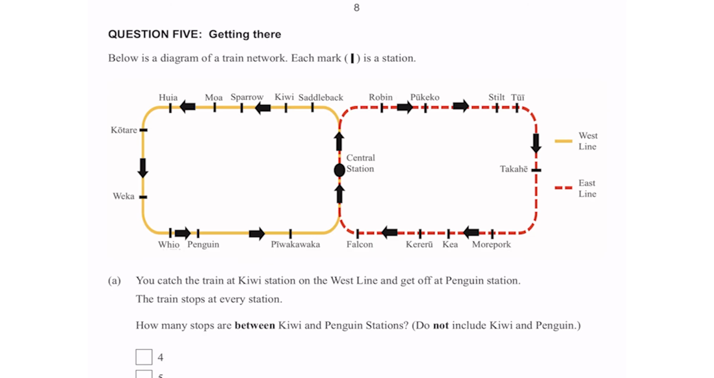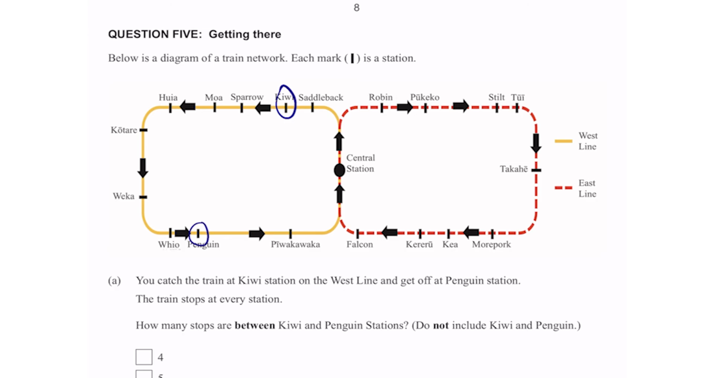Alright, let's look at question 5. Below is a diagram of a train network. Each mark is a station, so these are stations. You catch the train at the Kiwi station on the West Line, so you're going to catch the train here and get off at the Penguin station, which is here.